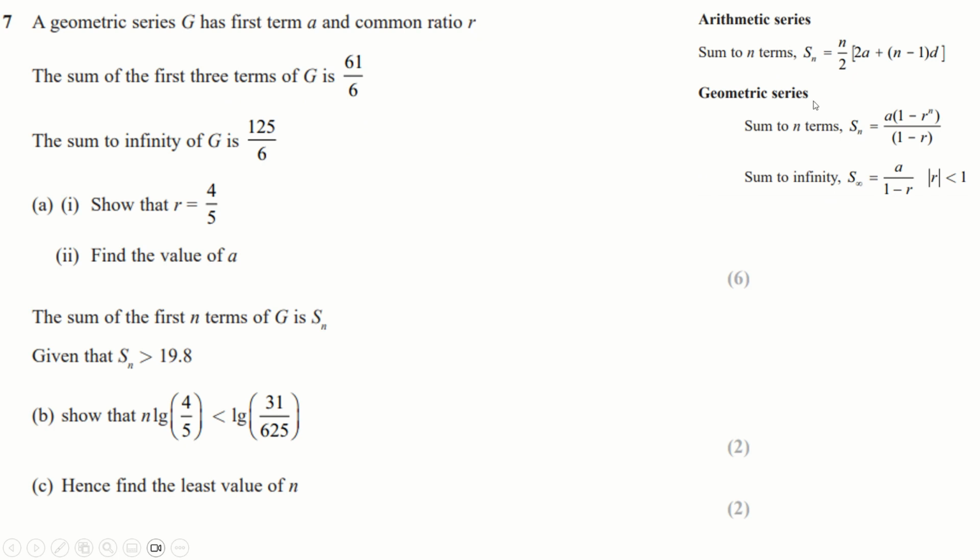Anyway, the first 3 terms is this. So we're doing geometric here. So 61 over 6, which is the sum of the first 3 terms, is just this, where n is 3. I don't know a or r, so I'm just going to put those in there. Sum to infinity is this. So this is 125 over 6, and then I don't know either of those things, so I'll just leave it there.